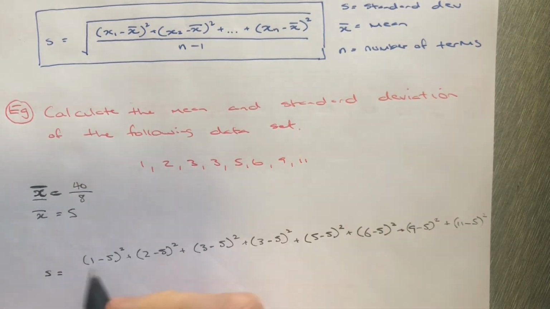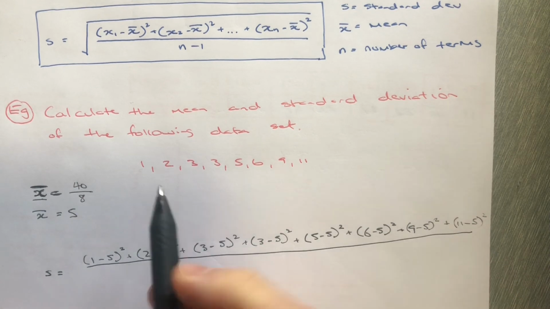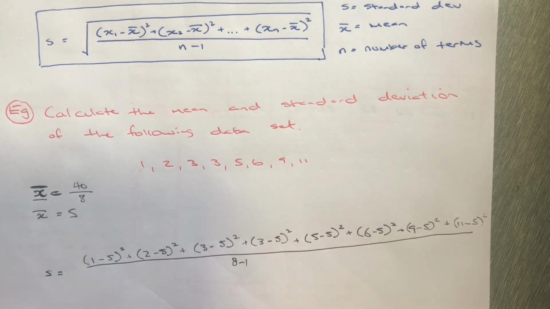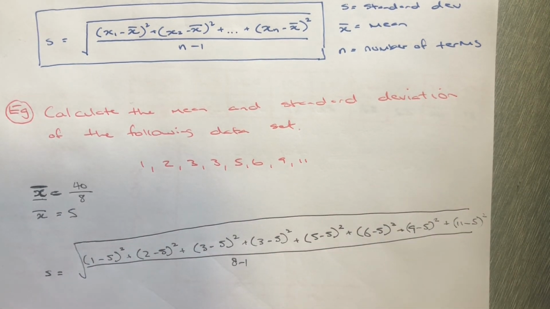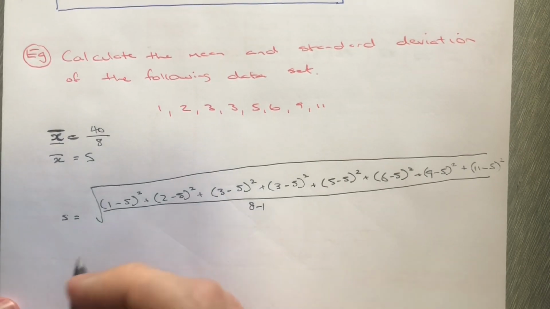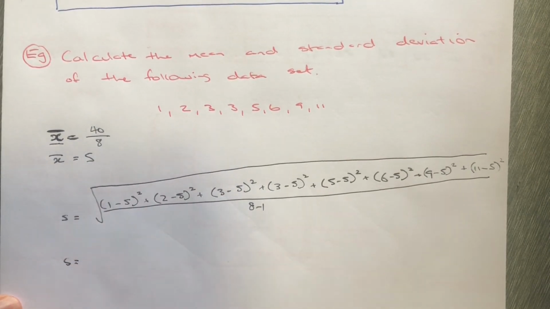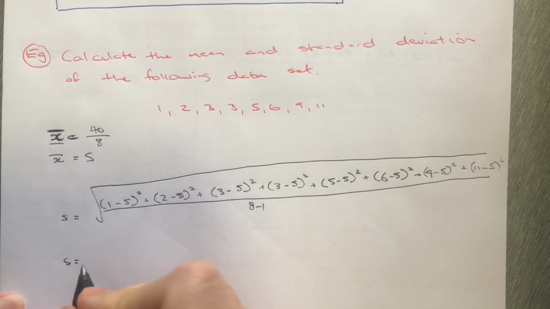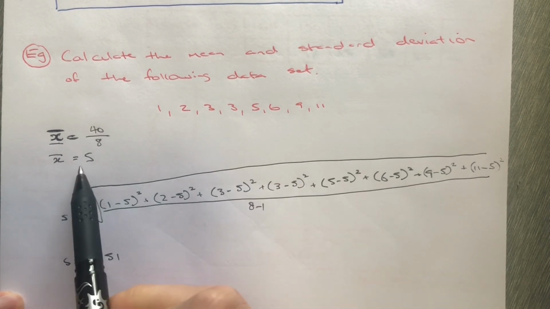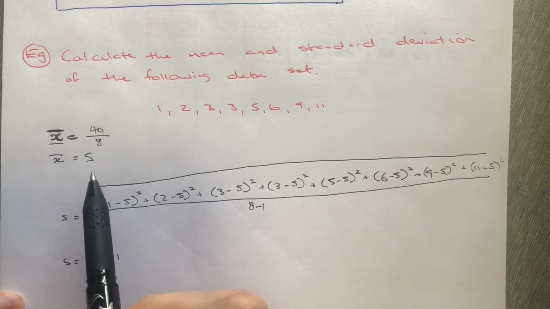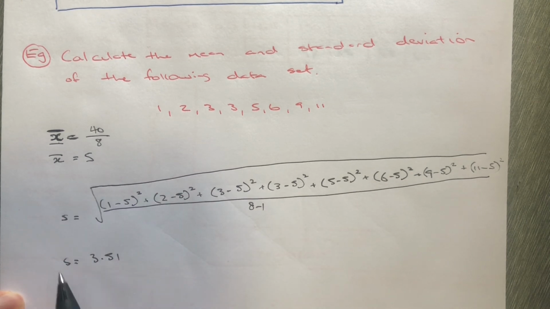We need to divide that by n minus 1. So n is the number of terms we had. It was 8, so 8 minus 1. And let's not forget to square root the entire thing. There's a fair bit under that square root, isn't there? You can use your calculator to do this, because often the numbers are going to turn out a little bit yucky. I did that in my calculator before, and the answer that I got was 3.51 if I rounded it to two decimal places. So for this data set, we have a mean of 5, which is a measure of center, and then we have a standard deviation of 3.51, which shows us how spread out the data is.